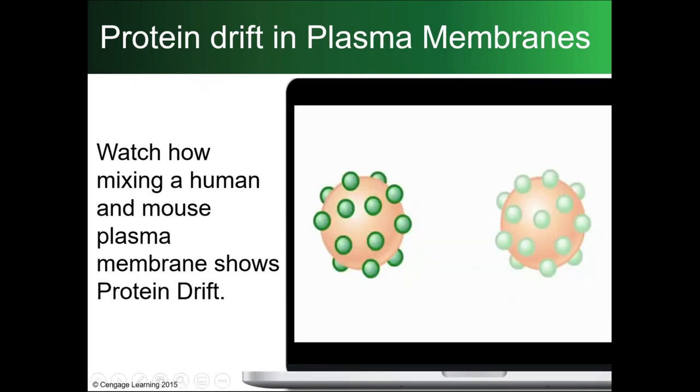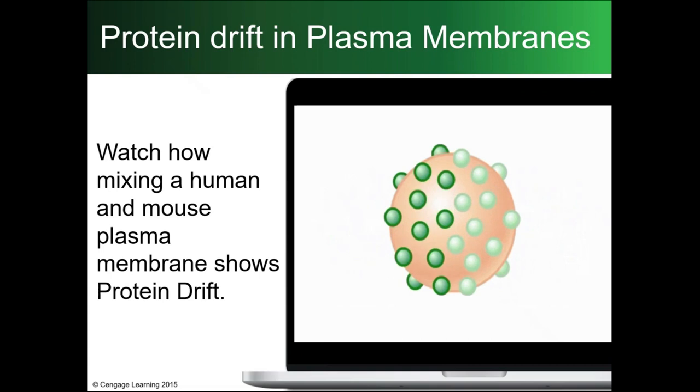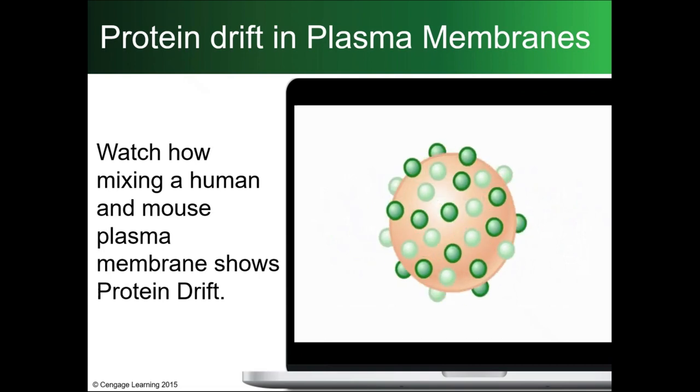To test the hypothesis that membrane proteins can drift about in the plasma membrane, scientists isolated a human cell and a mouse cell, and then caused the cells to fuse. In less than an hour, the membrane proteins became mixed together. This demonstrated that they were free to drift laterally through the hybrid membrane.